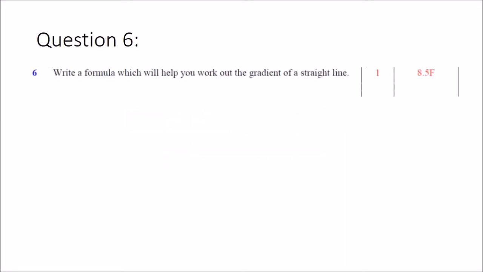So firstly, write a formula which will help you work out the gradient of a straight line. Now, this is something that should be really fundamental, because basically what it's saying is, how do we calculate the gradient? So there's two ways you could answer this one. It's basically, what's the definition of gradient?